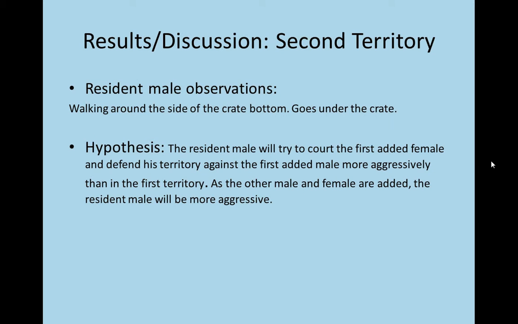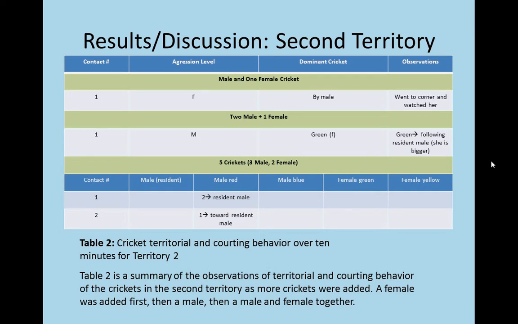In the second experiment, the hypothesis was that the resident male would try to court the first added female and would be more aggressive toward the first added male because the female was already in there. And the resident would get more aggressive as more crickets were added. Before any other crickets were added, the resident walked around the side of the crate bottom and stayed underneath the crate. But during the first scenario with the female, there was one instance of following, but not much more evidence recorded than that.